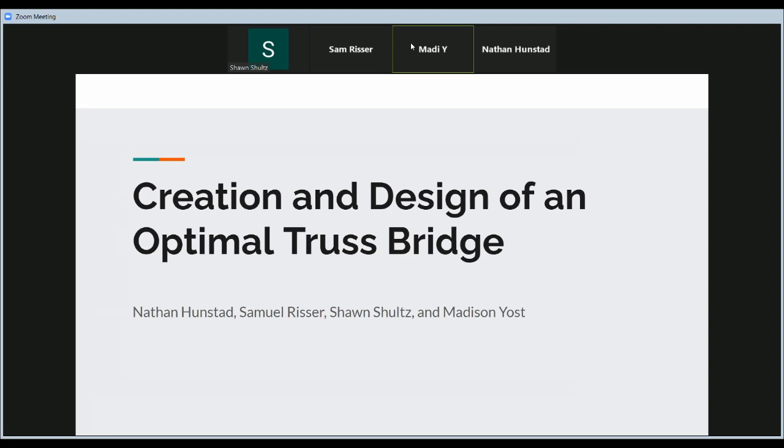The creation of our optimal truss bridge design for our first project of Engineering 101 has collected the final results given in this presentation. These results and bridge designs were created by Nathan Hunstad, Samuel Risser, Sean Schultz, and Madison Yost.